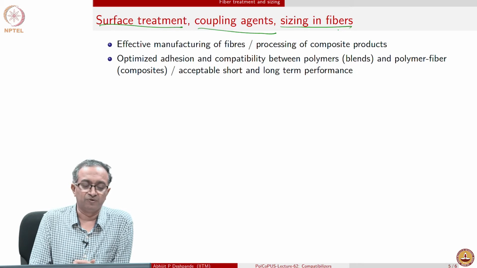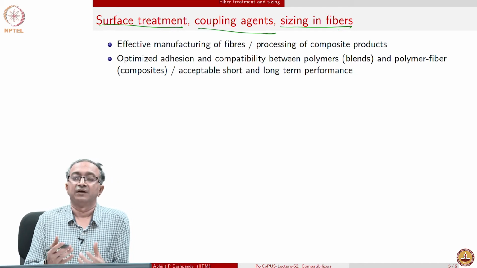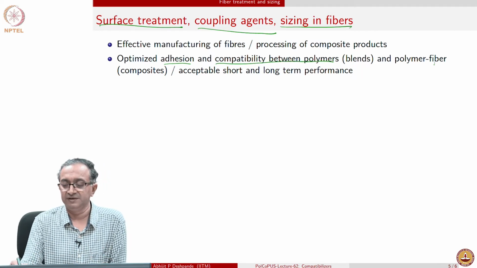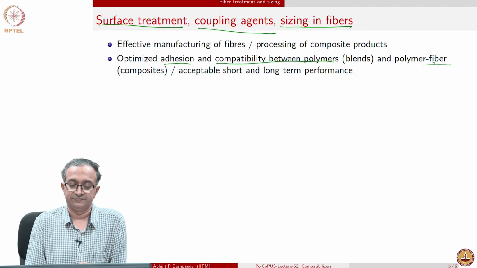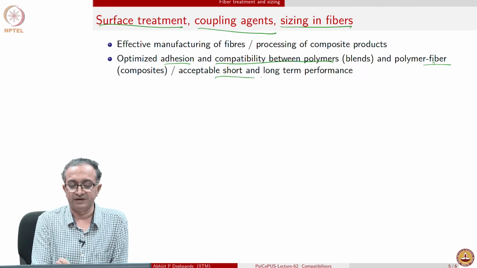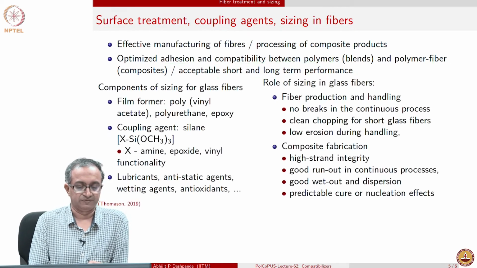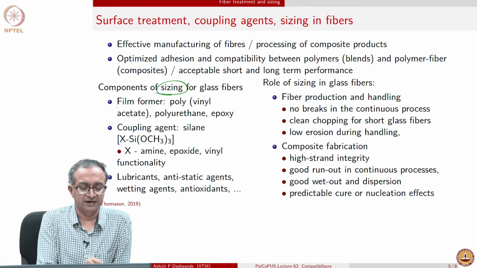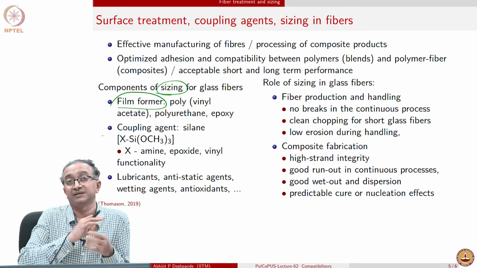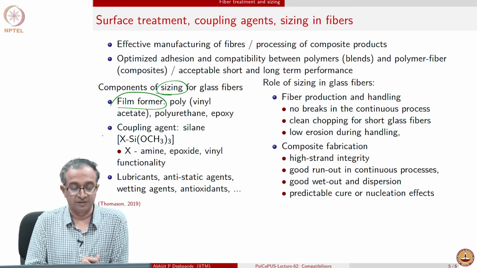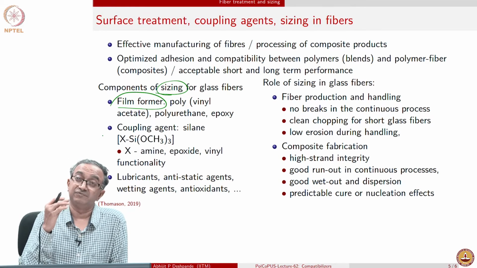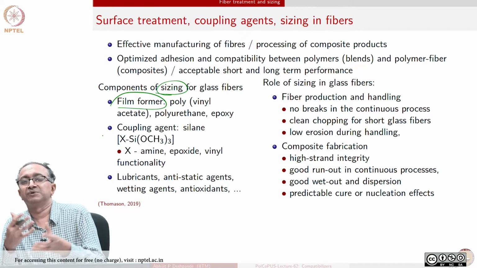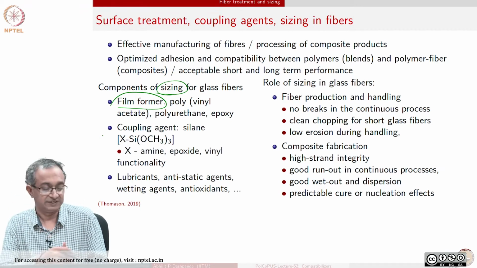And the overall goal of such an idea is to improve adhesion and compatibility between the polymer and the fiber, so that we have acceptable short term and long term performance. So, generally what does the sizing contain? It generally will contain a film former, so that it can spread nicely on the fiber surface, and then each spot on the fiber surface can interact with the polymer as soon as the polymer and the fiber surface come into contact with each other.